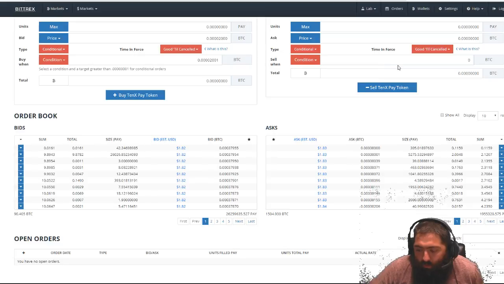The only thing with the conditional, yeah, the conditional hides your order. The only thing with the conditional is if you're selling the pay coin, you have to have the pay coin already in your wallet.